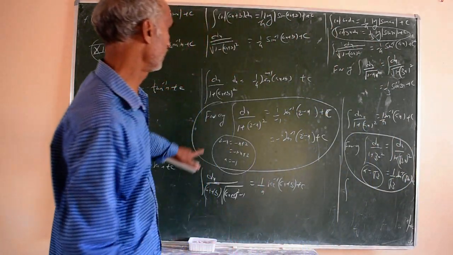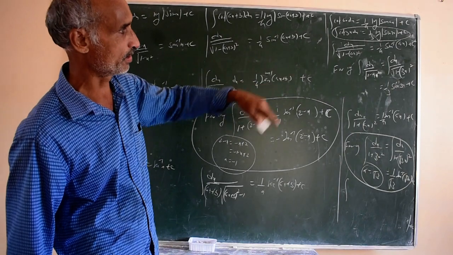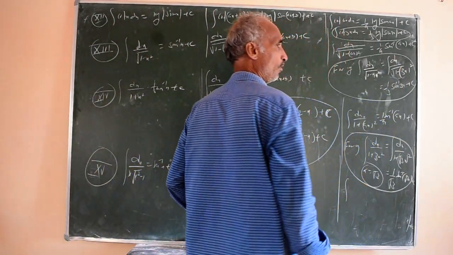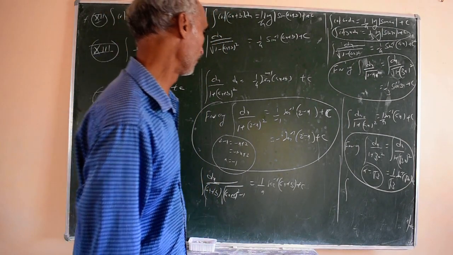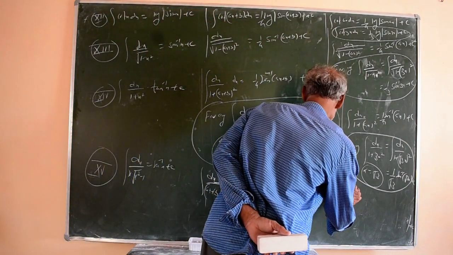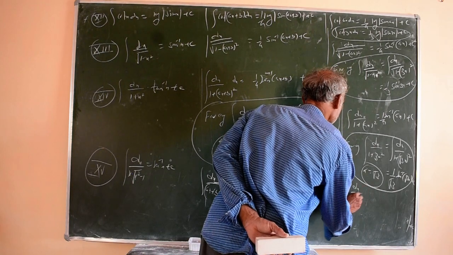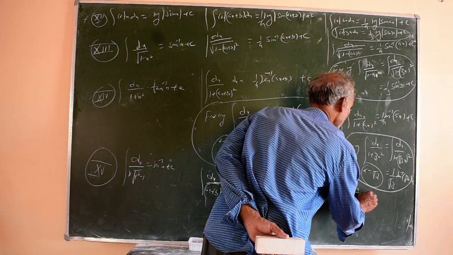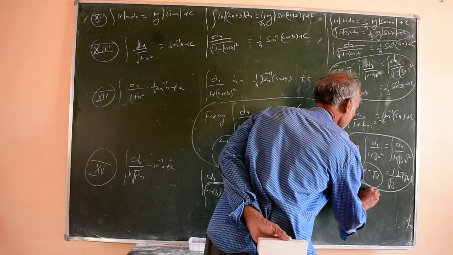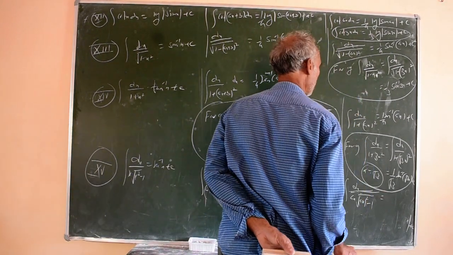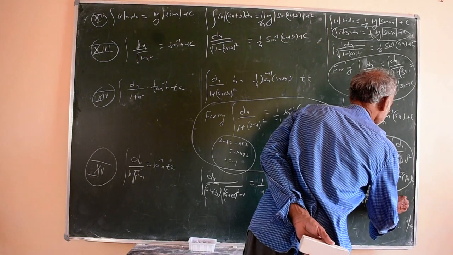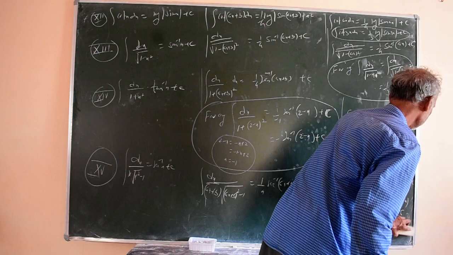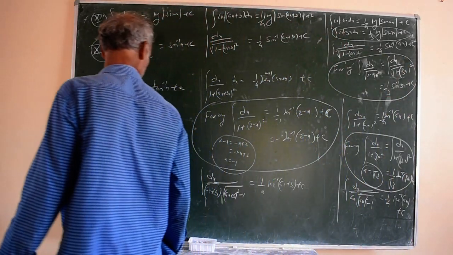In the formula chart, don't write the example, only write the main formulas. For example, I have taken the rounded data just to understand the formula. Integration of dx upon ax into root of ax the whole square minus 1 equals 1 by a into sec inverse ax plus c.